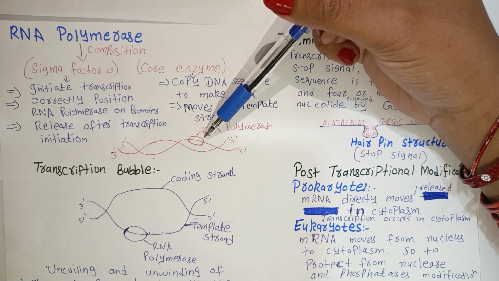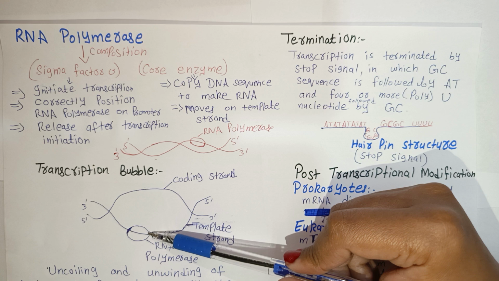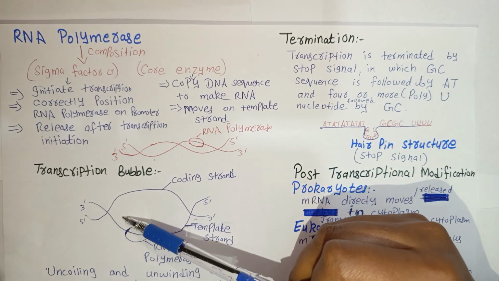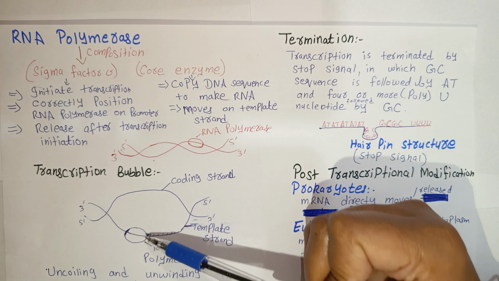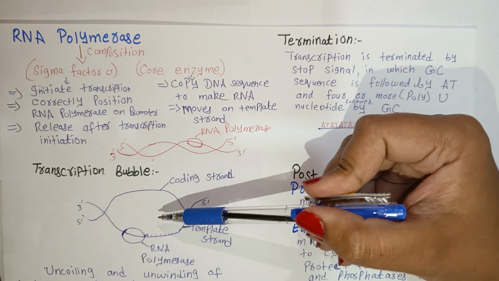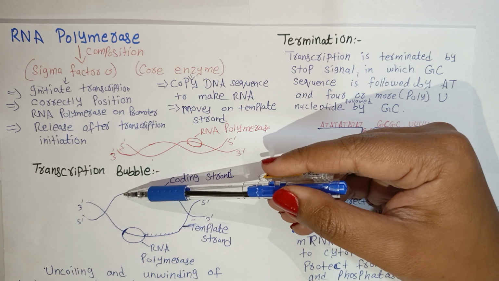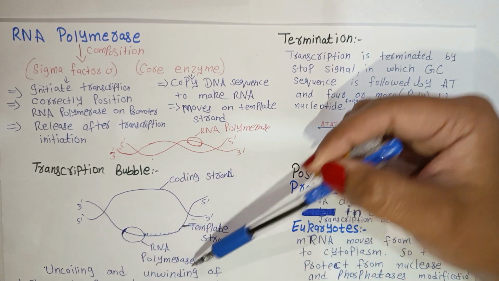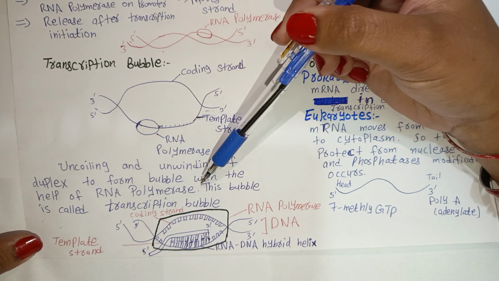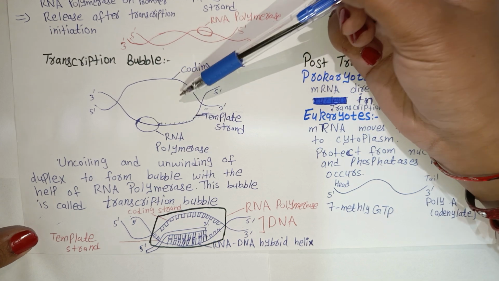When the RNA polymerase binds to the promoter site, a transcription bubble will form. To form the transcription bubble, some other proteins are also involved. First we'll see what the transcription bubble is. It is when the two strands move apart by uncoiling and unwinding of the duplex to form a bubble with the help of RNA polymerase. This bubble is called the transcription bubble.